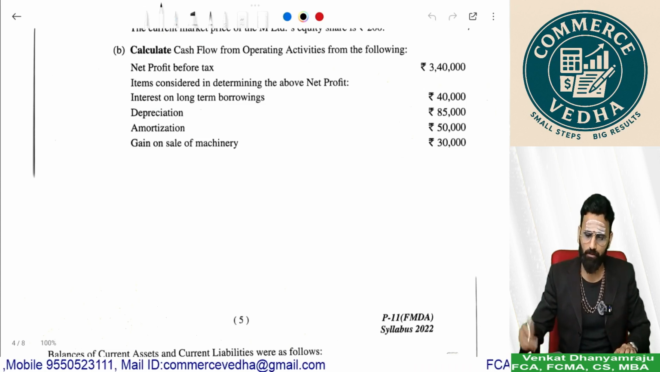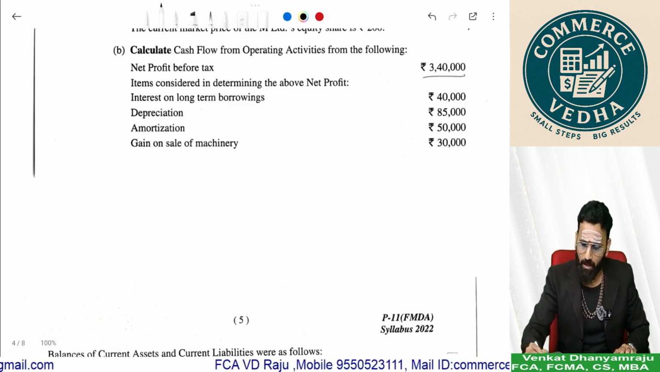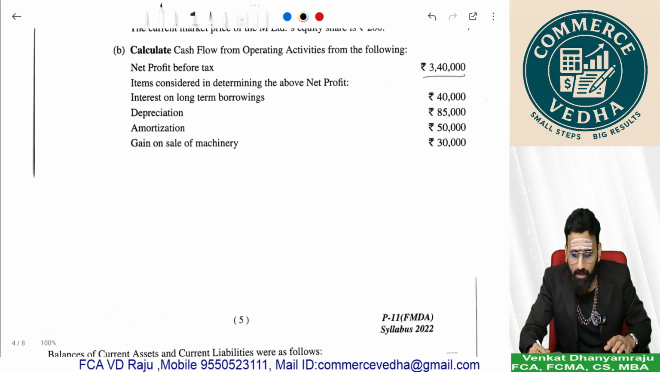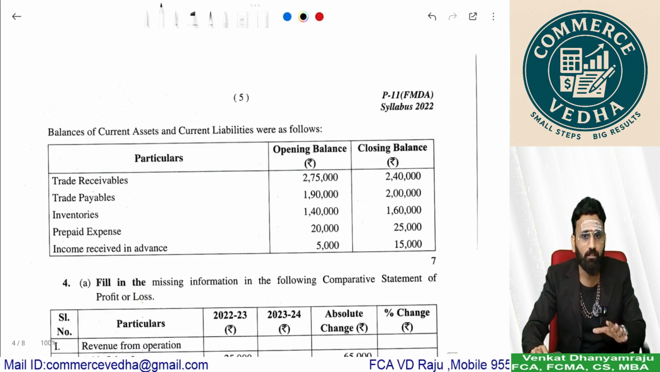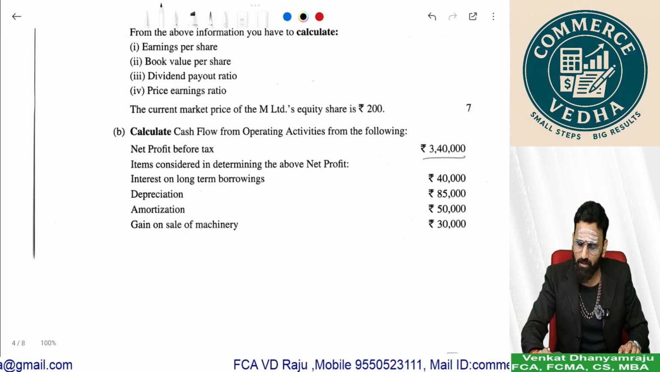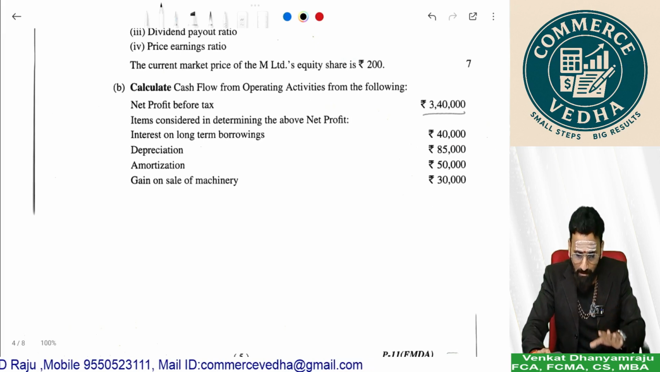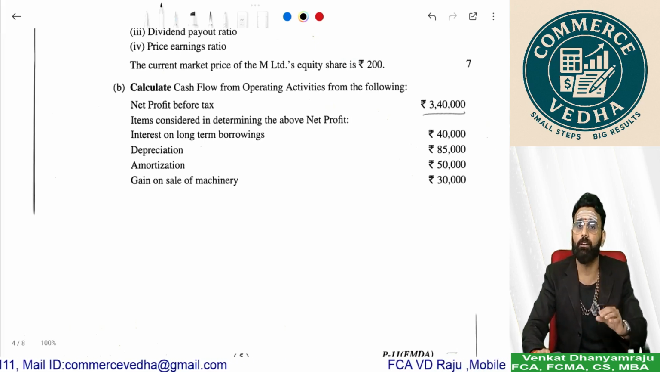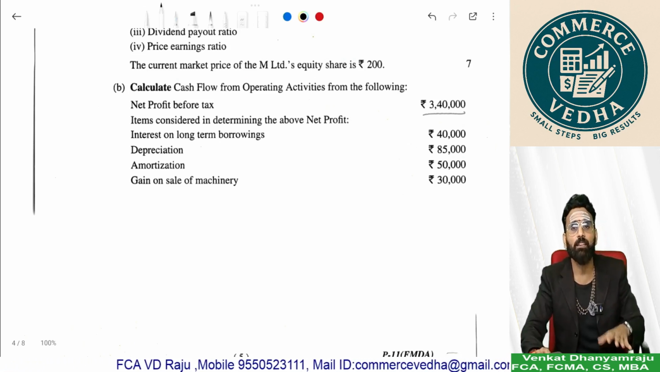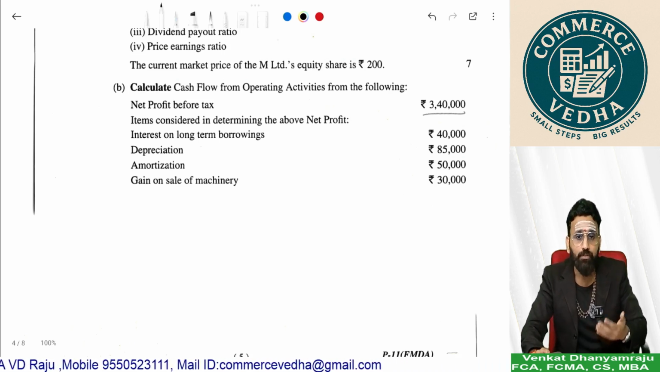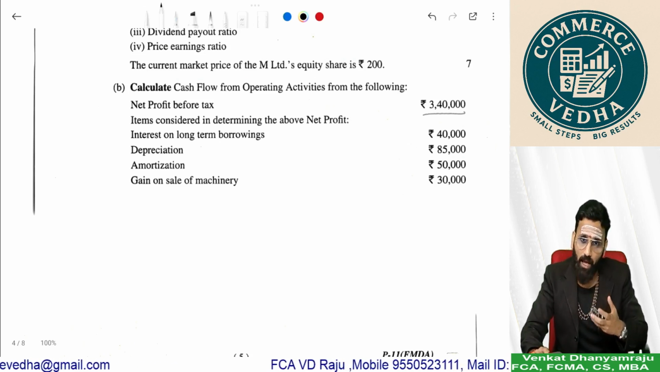Why? Because we are given net profit before tax and items which are debited or credited to P&L, and also given the current assets and liabilities which actually represent the working capital. So based on this information available in the question, we can clearly understand that this is not a direct method, because the direct method is based on receipts and payments, whereas the indirect method is based on calculating backwards from net profit so that you can arrive at cash from operating activities.